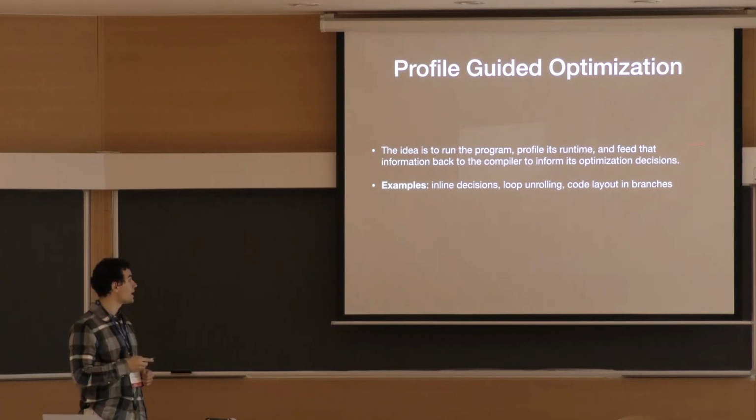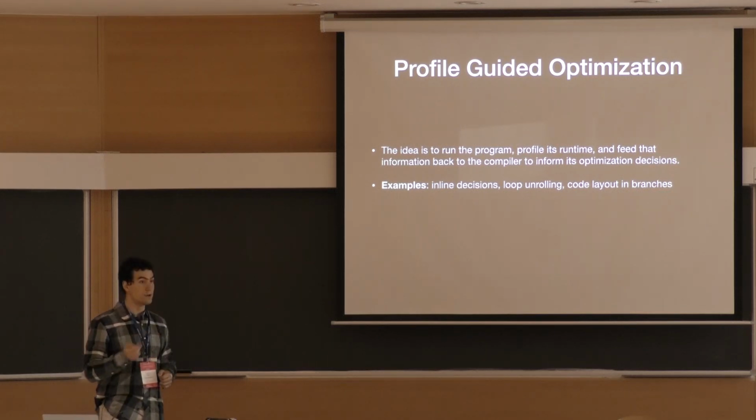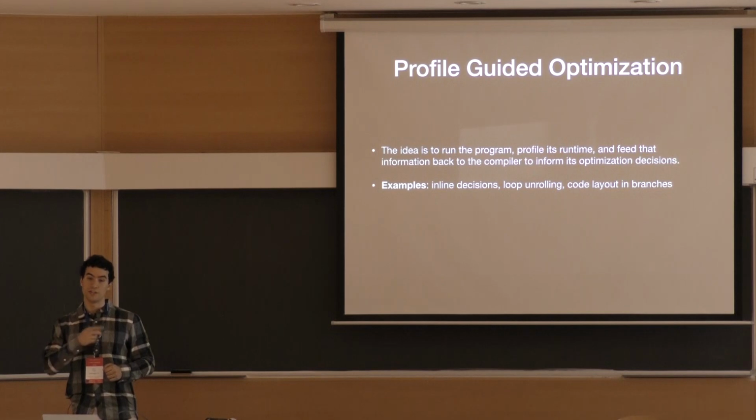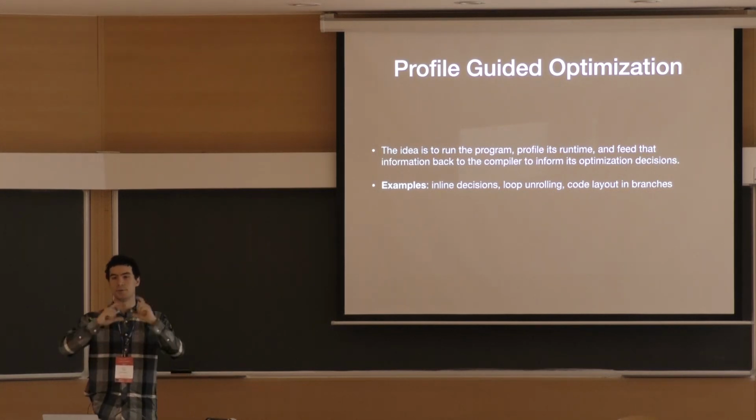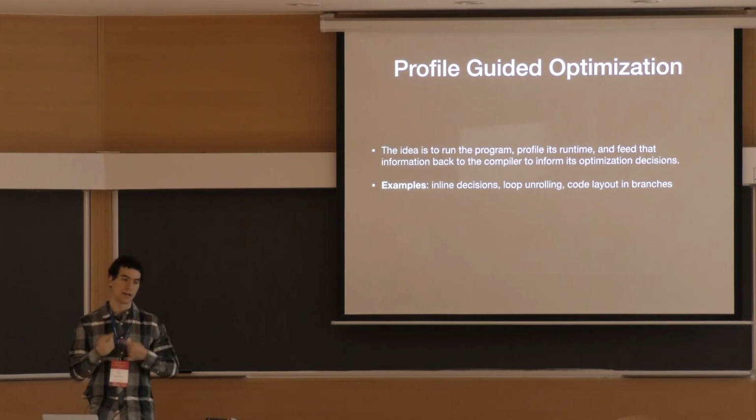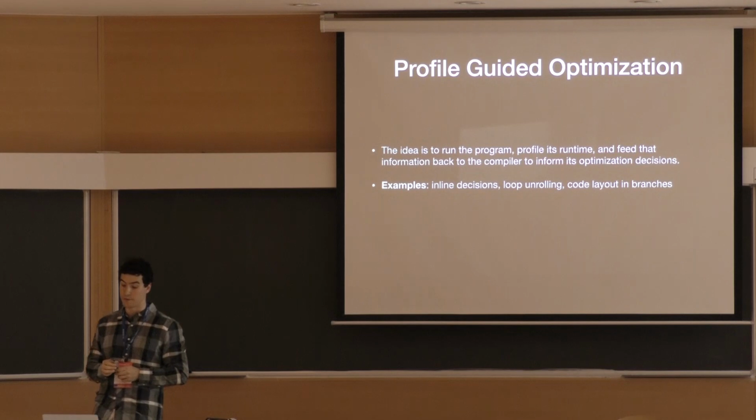If you have a branch, and the profile tells you which side of the branch is hotter than the other, the compiler can optimize the code layout so that in the hot path, the CPU just goes through a straight path and doesn't have to jump around, so cache locality is optimized.